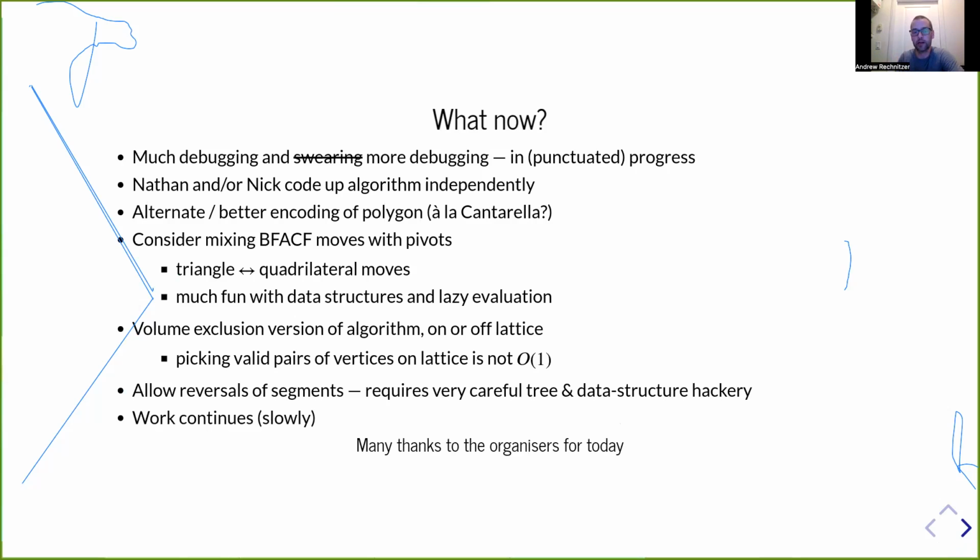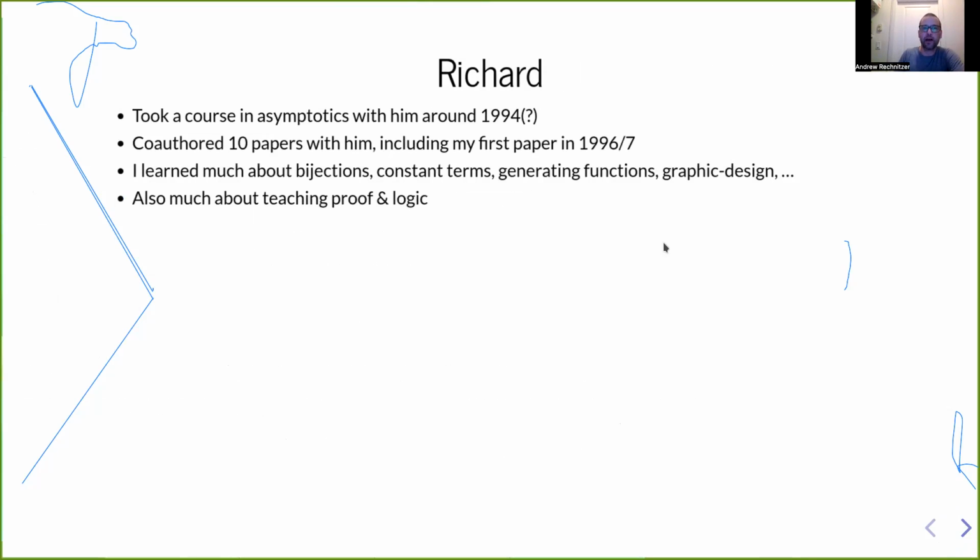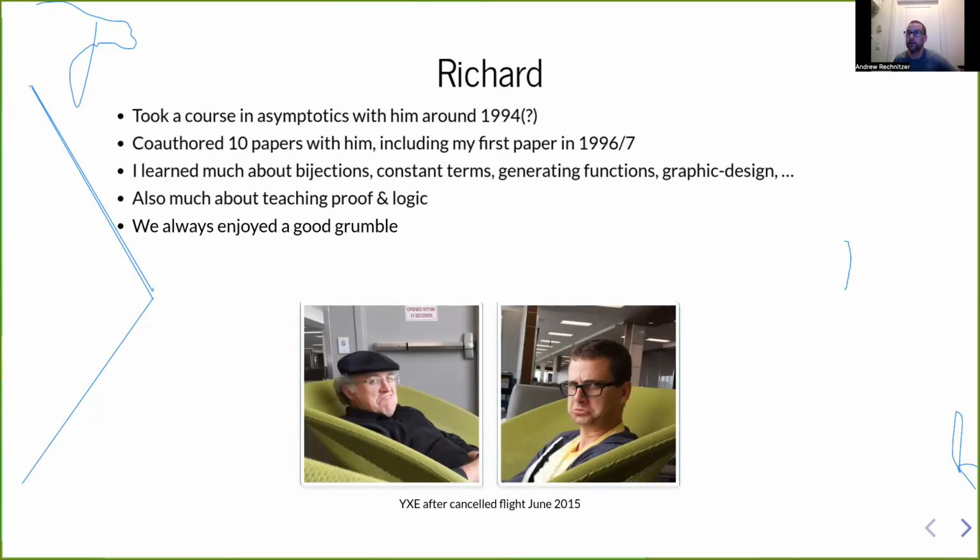So many thanks to the organizers for today. And I just wanted to say two words about Richard at the risk of running extremely over time. I think that I first met Richard because I took a course in asymptotics with him maybe around 1994 as an undergraduate. Since then, I co-authored about 10 papers with him, including my first, and indeed, including my bestseller, as it were, was with Richard. I learned a lot about bijections, constant terms, generating functions, graphic design with him, learned a lot about teaching proof and logic, because we both taught proof and logic, him at Melbourne Uni, me at UBC. And we always enjoyed a very good grumble together.